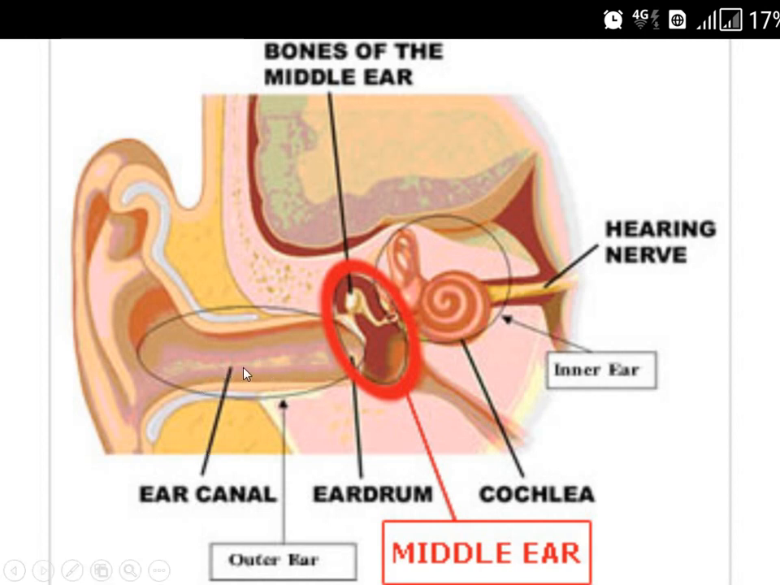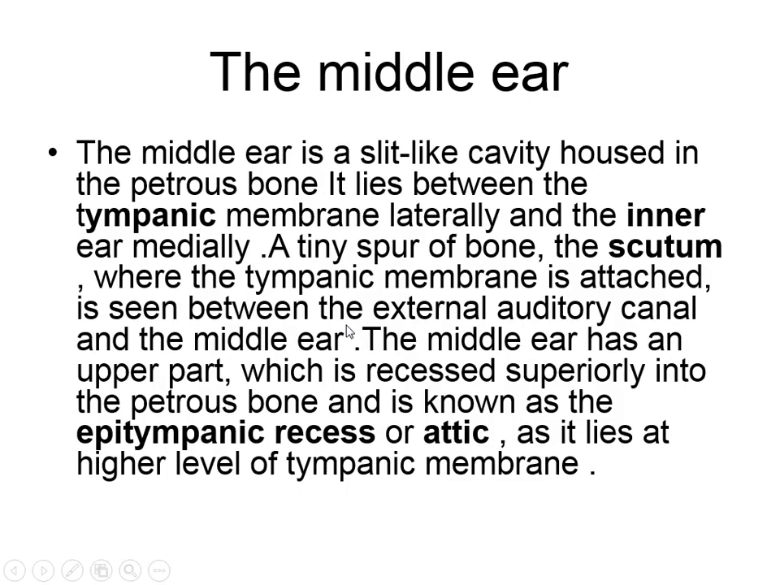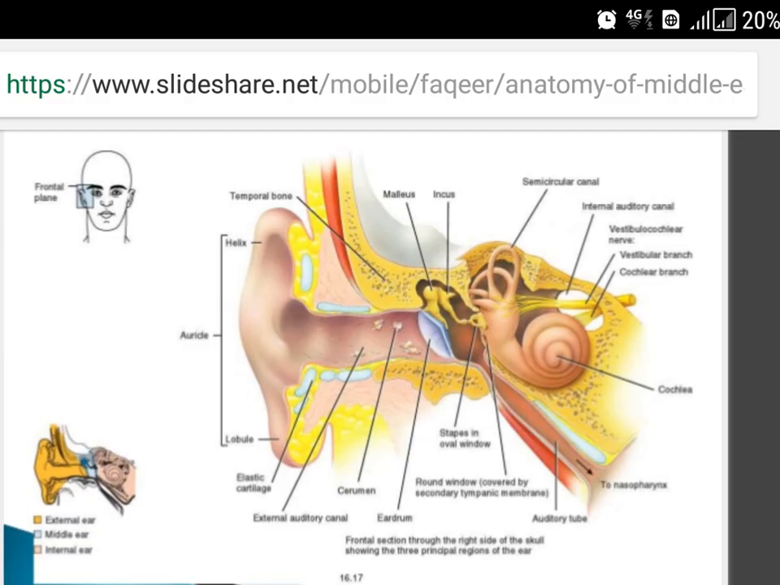The external auditory meatus is a tube-like structure. Its length is 3.5 cm. Its outer part is cartilaginous, while the inner two-thirds is bony, and all of it is lined by skin. While the middle, it is at the tympanic membrane. This is the tympanic membrane.